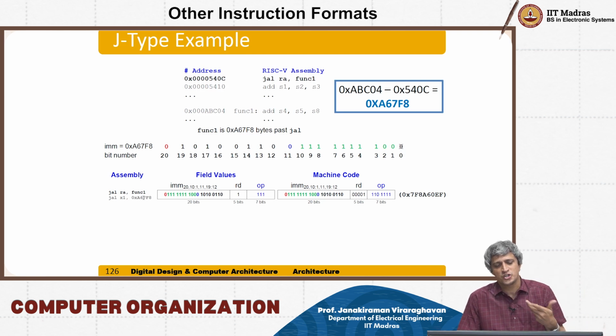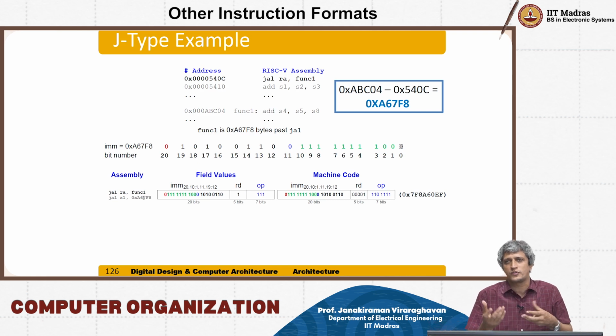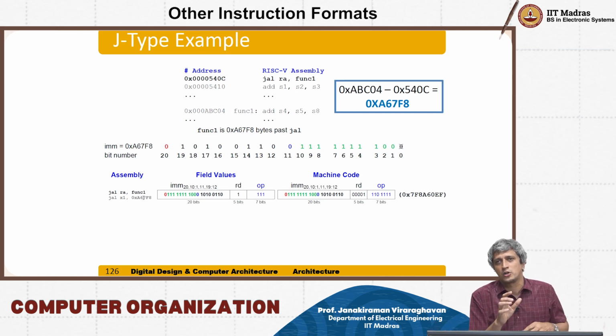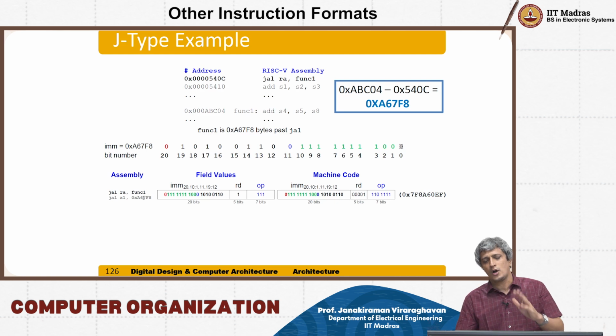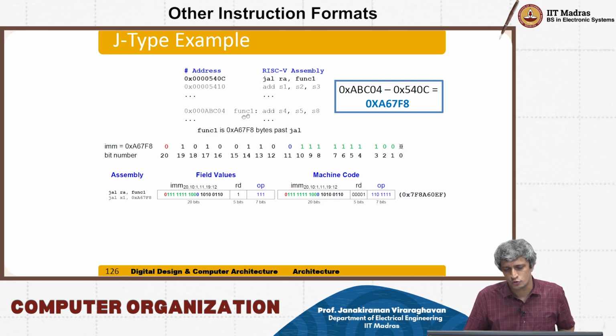Why do you say function 1? Because typically this is used for jumping to a different function call. Okay, that's why that is called FUNC1. This is what you see here, 0AB-C04. Okay, so that is where the actual function is, but this value will get calculated appropriately, right.